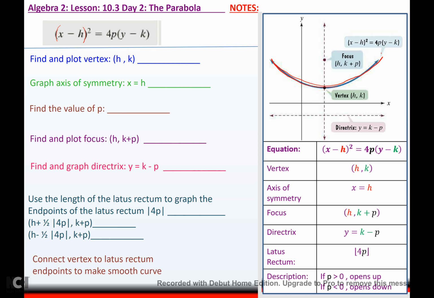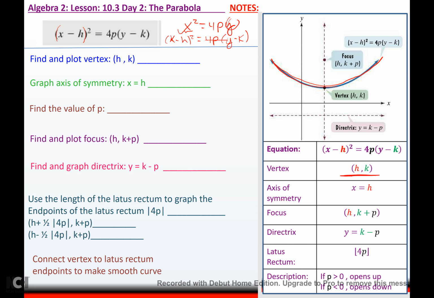Now, remember when our vertex was at the origin, what we were doing yesterday, it looked like x squared equals 4py. And you can tell what's different now is this has changed to x minus h squared, and this has turned into y minus k, which has moved your vertex. Your vertex will be at h comma k, just like it always has been.